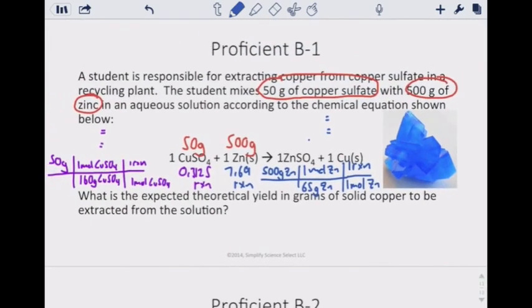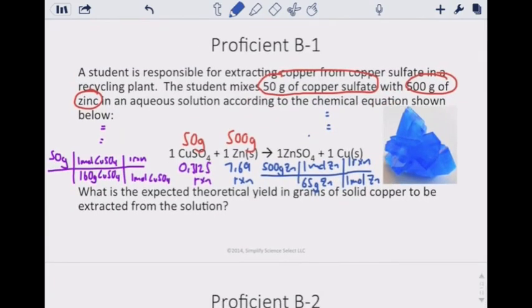Well, that's going to be copper sulfate, which should make sense because there's a 1-to-1 ratio, and their masses aren't incredibly different. I mean, it's 100 grams, but when we're looking at this 500 to 50, it's a multiple of 10, and so it makes sense that the copper sulfate would be the limiting reactant.